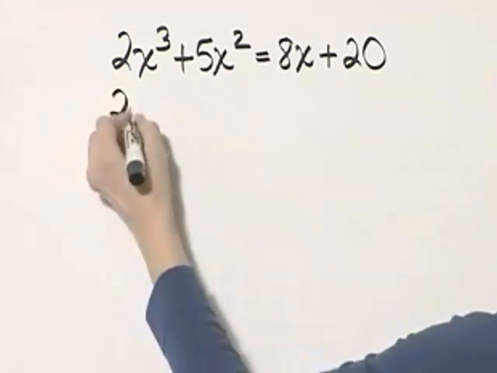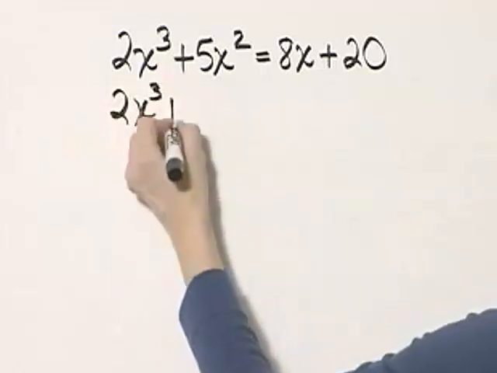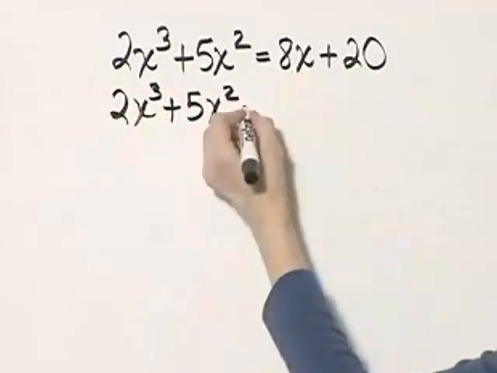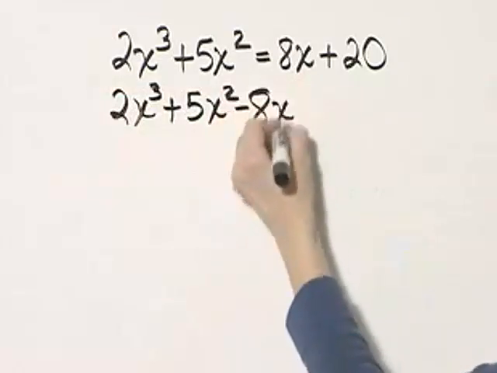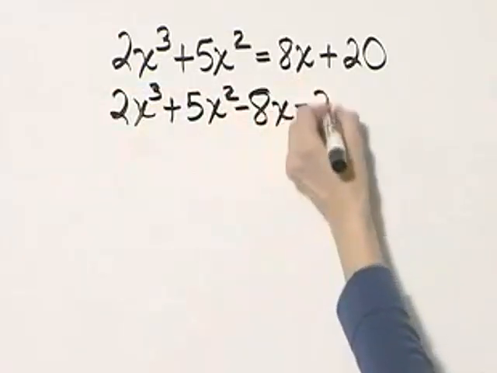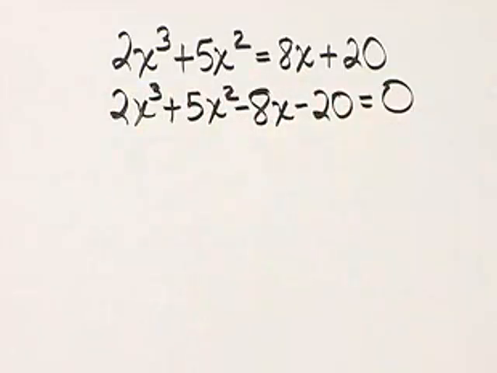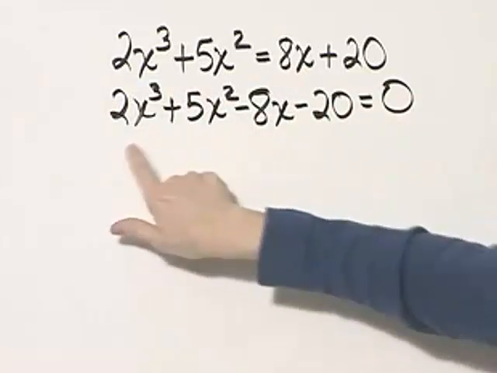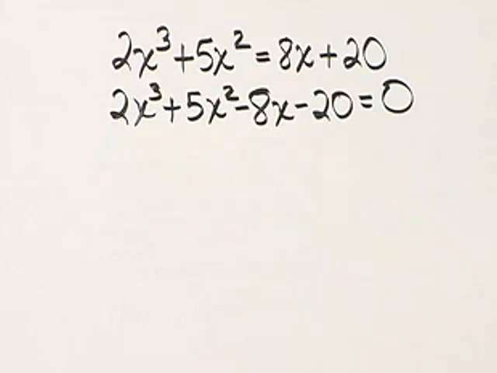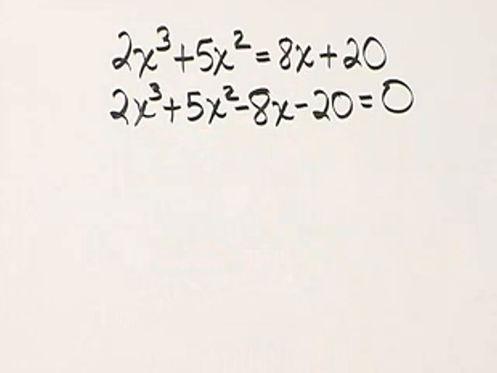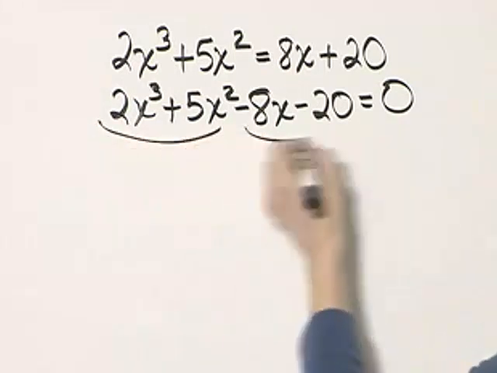So I'll have 2x cubed plus 5x squared. If I subtract 8x from both sides, I'll have minus 8x, and then subtract 20 from both sides, minus 20 is equal to 0. Now notice I don't have any like terms that I can combine, so I'm trying to now factor a 4-term polynomial. To do this, let's try factoring by grouping.